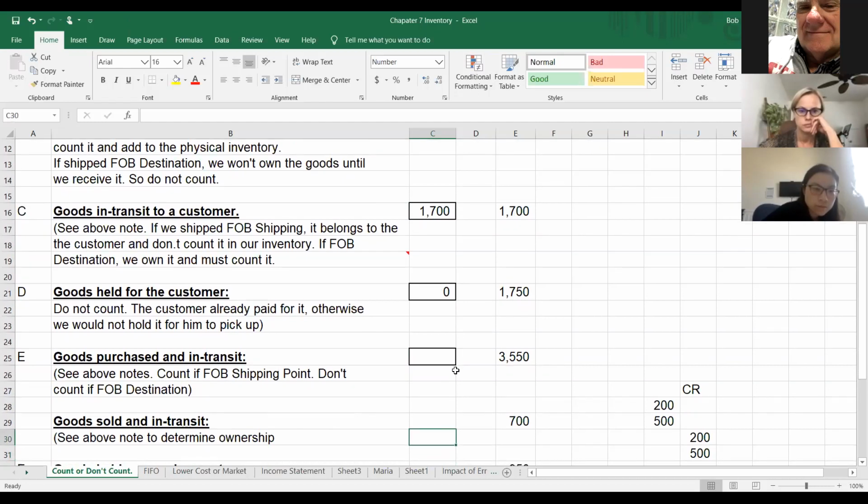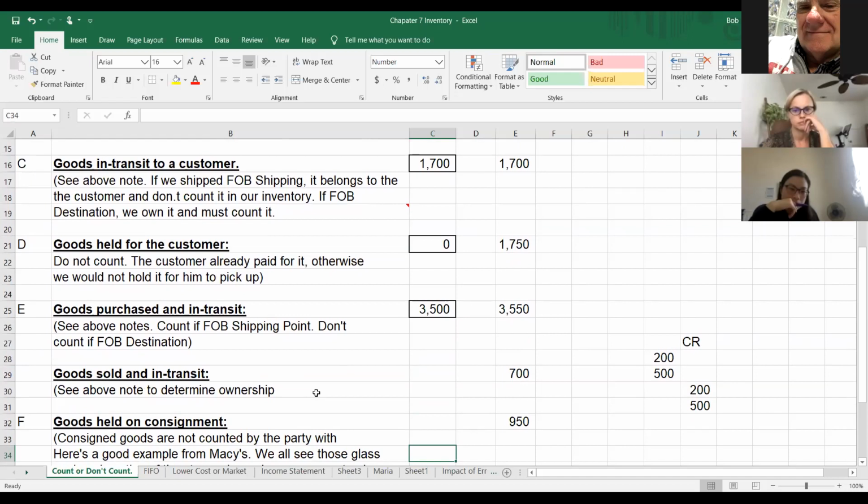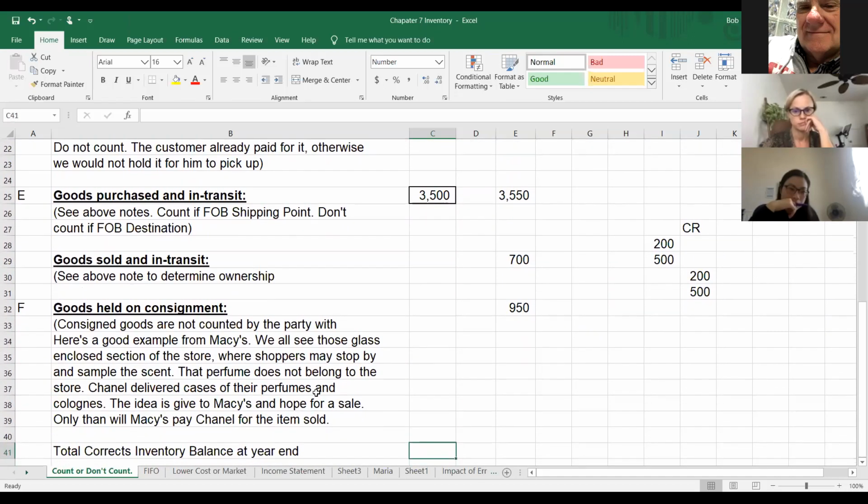And we'll go back to FOB. This time we're the purchaser. We purchase something under FOB shipping point. FOB shipping point means we own it as soon as it's shipped. And if it was FOB destination, it'd be the opposite. This one would be FOB destination. And let's talk about the last one, consigned goods, consignments.